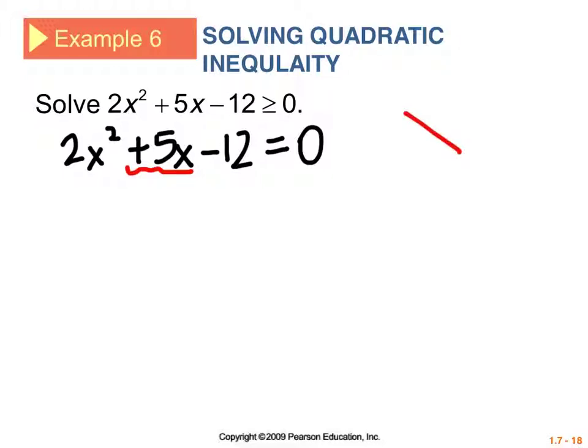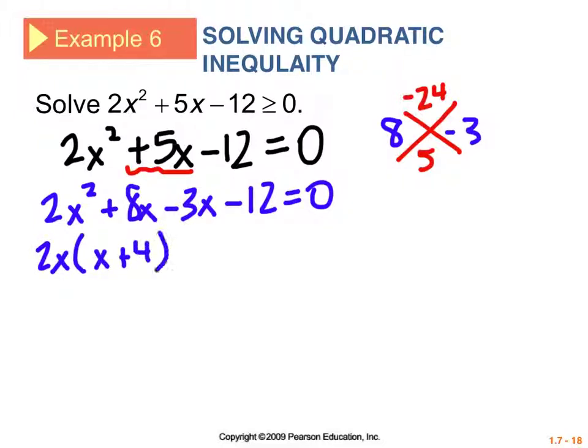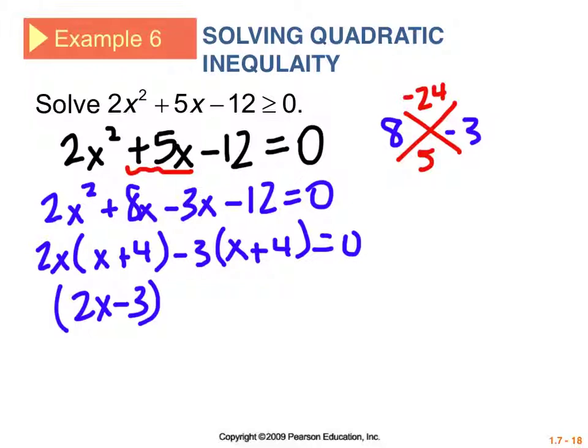Those two terms have to multiply to negative 24, but add to positive 5. And those two numbers would be 8 and negative 3. So that middle term, 5x, is going to become positive 8x and negative 3x. And then I'm going to factor by grouping. The first two terms I can factor out a 2x, and I'm left with x plus 4. The remaining terms I can factor out a negative 3, and I'm left with x plus 4. And so my two factors are 2x minus 3 and x plus 4.